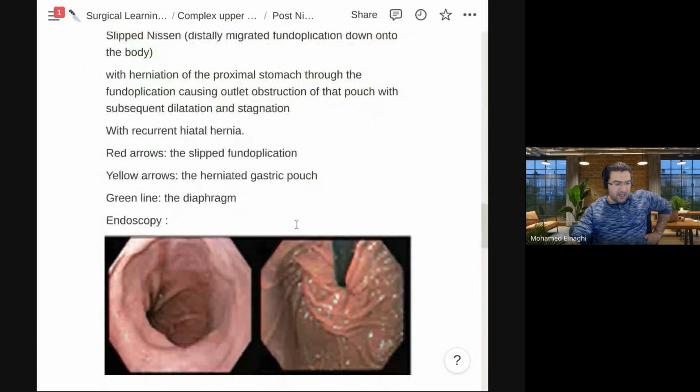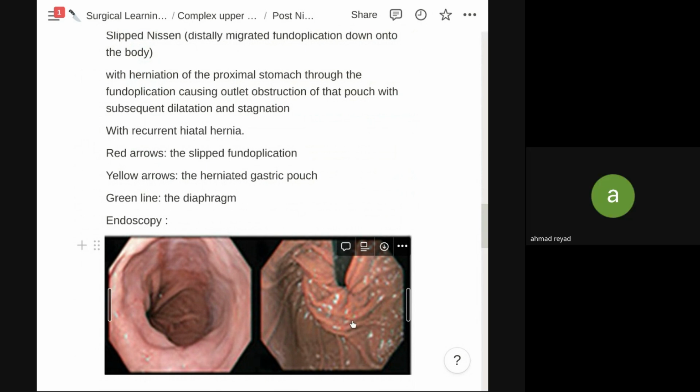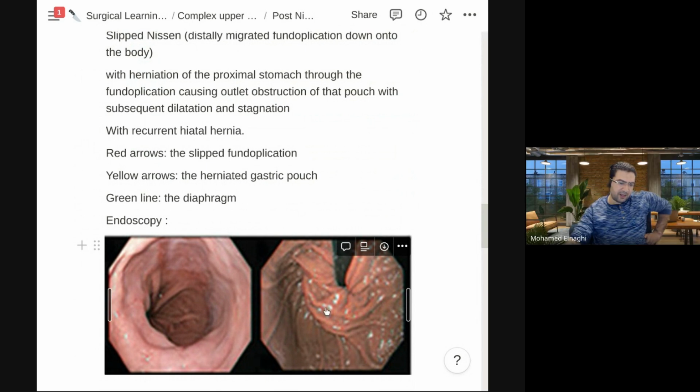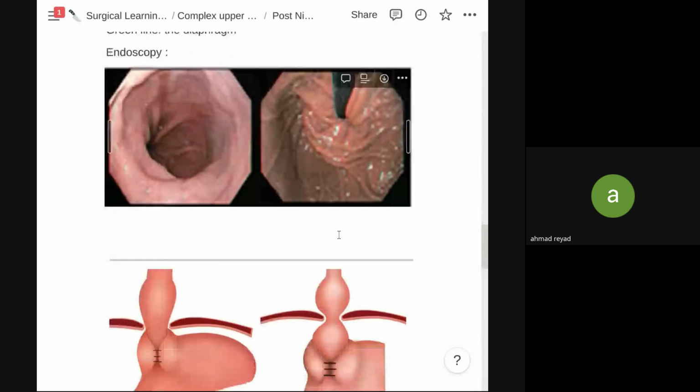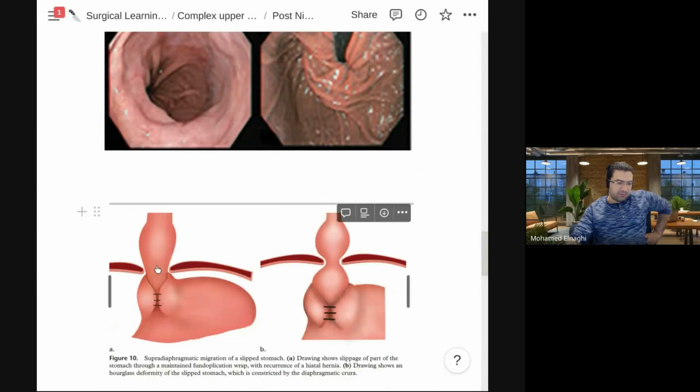Okay, and this is what you see in endoscopy. This is the stomach pouch when you go in on the endoscopy. And when you do a retroflexion, you can see the wrap. It's tight around the stomach. And if you draw it, this is what it looks like. The wrap has slid down, and part of the stomach has migrated up above the diaphragm.